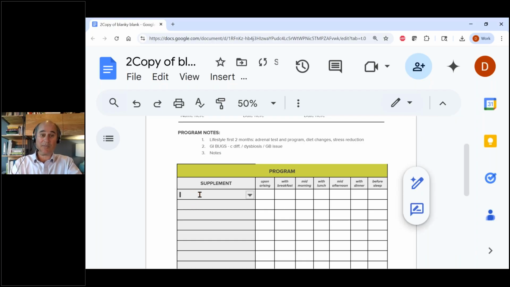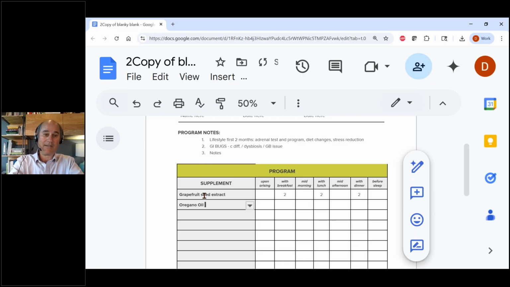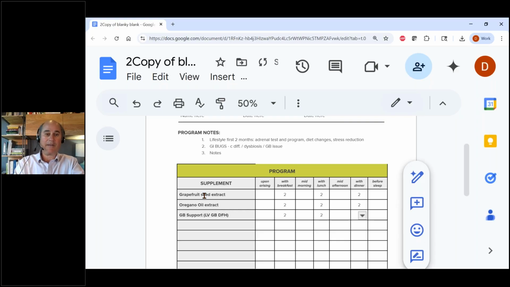So now we're 2 months into the program. Now we're going to go after the dysbiosis first. So you can use something like grapefruit seed extract, 2 of those. I just did one of these for a patient a few hours ago. Oregano oil extract, that stuff works really well, 2 of those. And then some gallbladder support. I like the LVGB from Designs for Health, but every company has one. That's my favorite, but that's just because I like that company. Every company has one of those, okay?